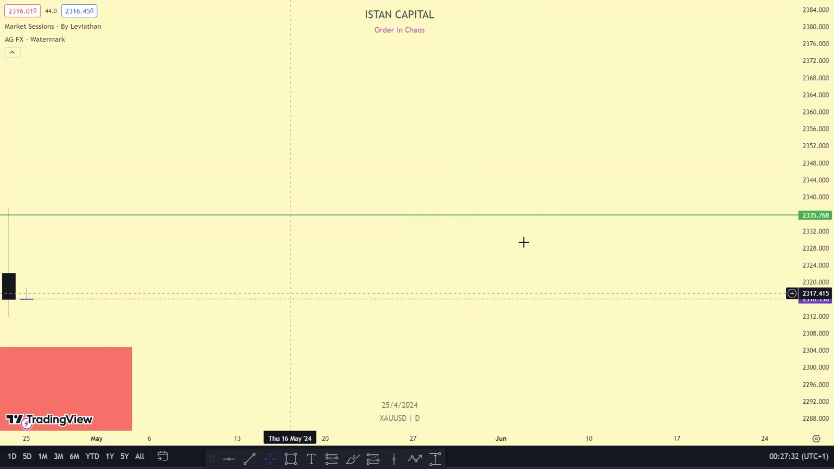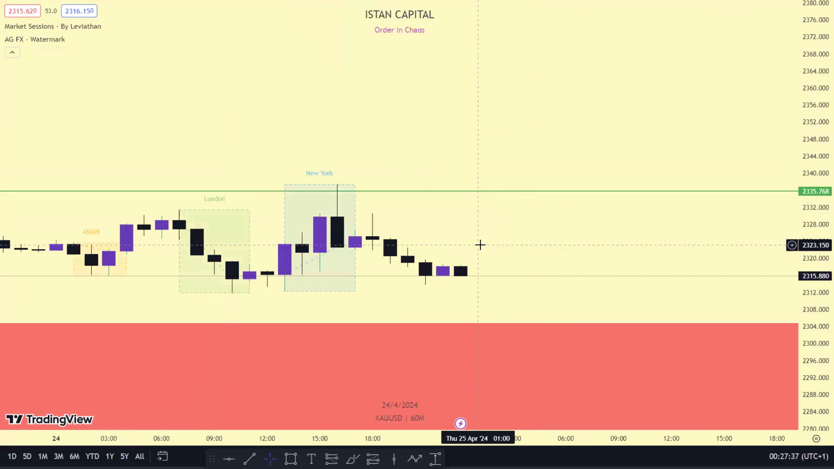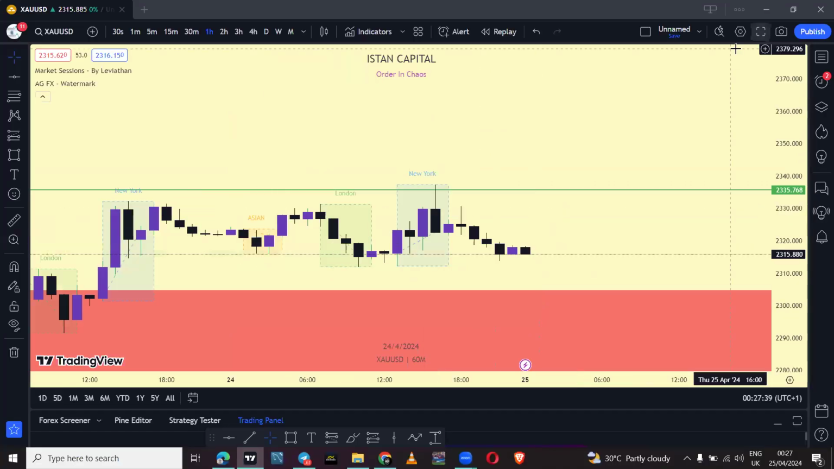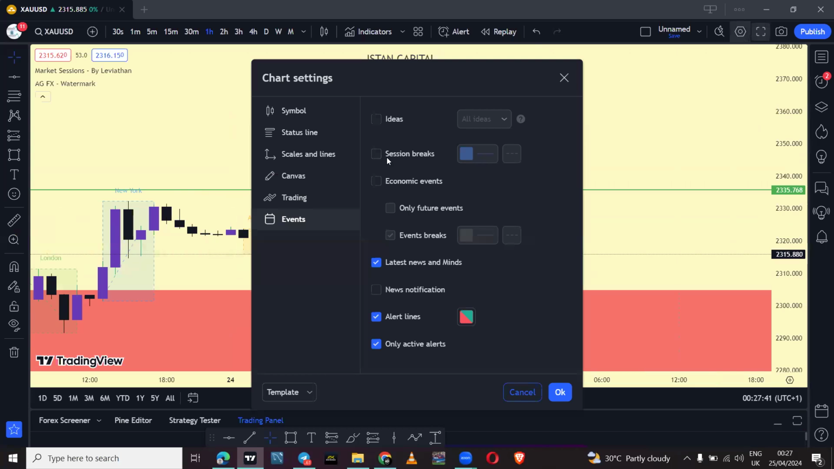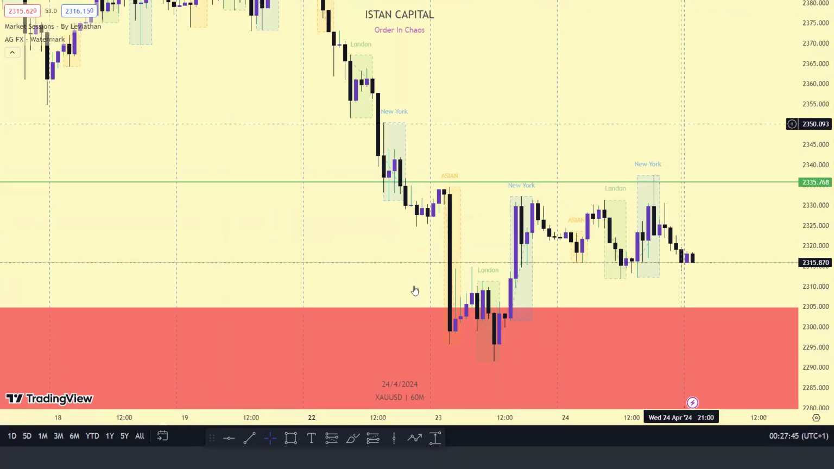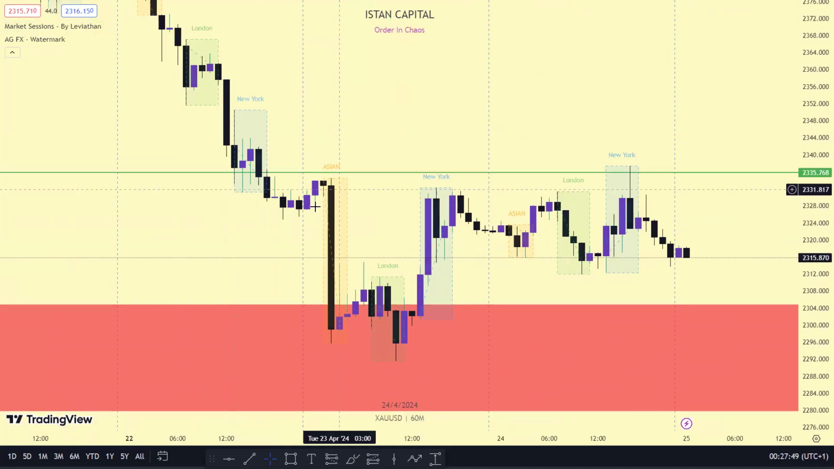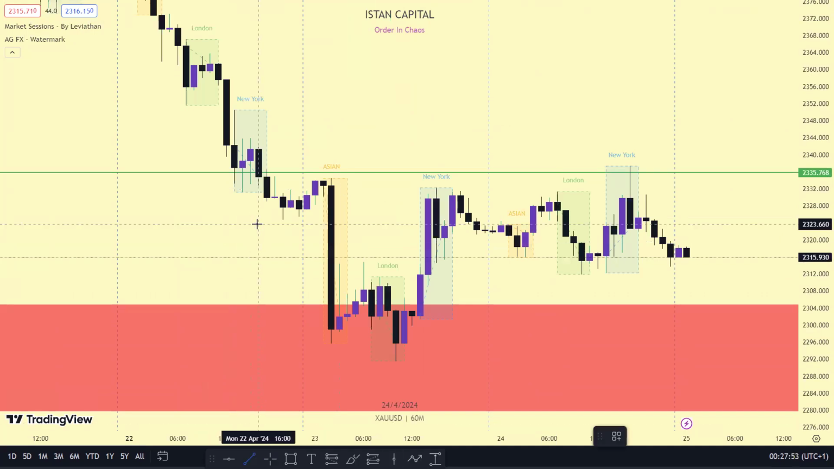What do I mean? So I go down to the 1 hour time frame, right? Now you can see, coming into the market on Tuesday, where is your previous daily low? Is it right here?